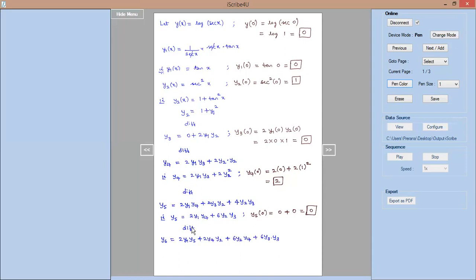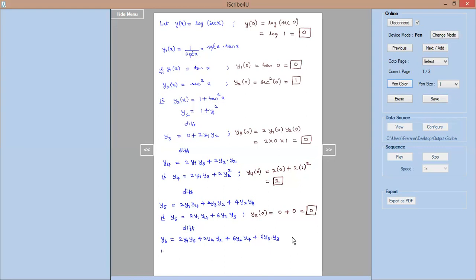So for 2 y1 y4, product rule: first I will retain 2 y1 as it is, differentiation of y4 is y5, plus 2 y4 as it is, differentiation of y1 is y2. Similarly, the product rule for the second term also has to be done. 6 y2, first we retain as it is, differentiation of y3 is y4, plus 6 y3 as it is, differentiation of y2 is y3.